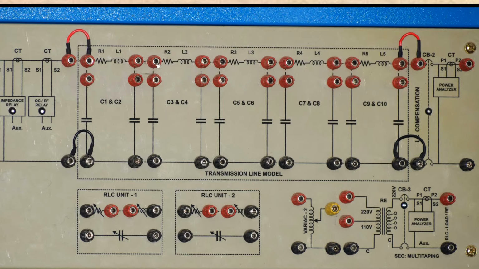So in this way, this transmission line will be connected, and it will be converted from 80 km of 5 sections to a 400 km transmission line. We have to connect this terminal as well as this terminal.